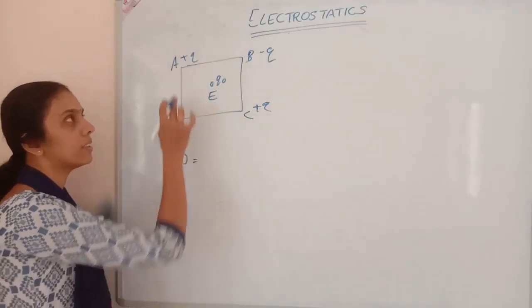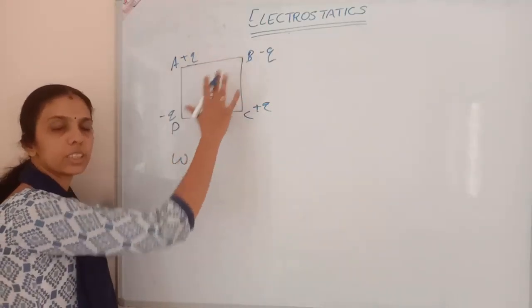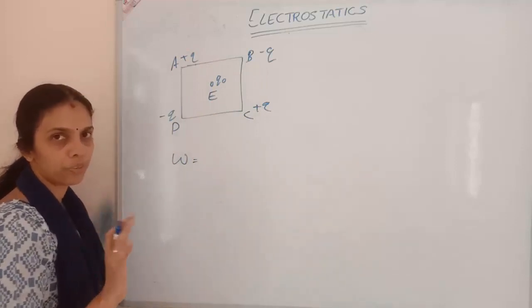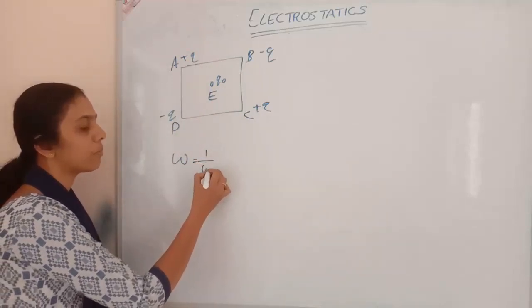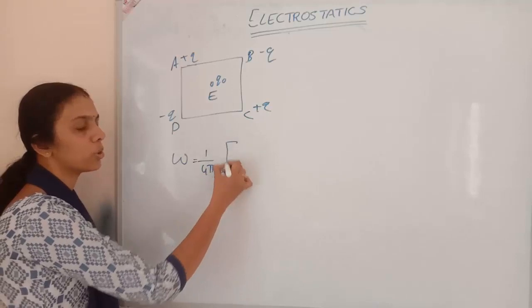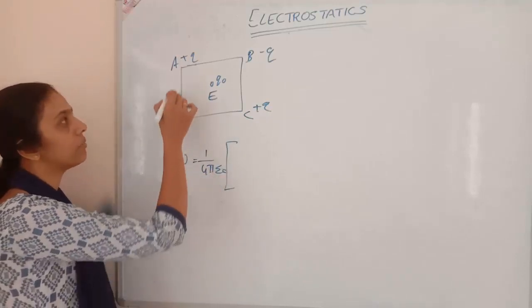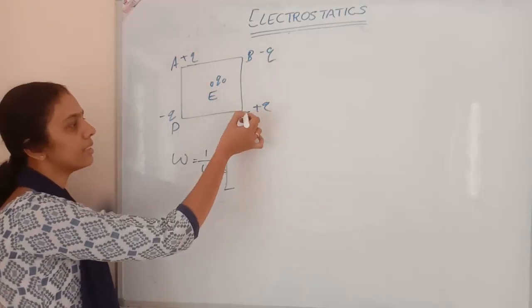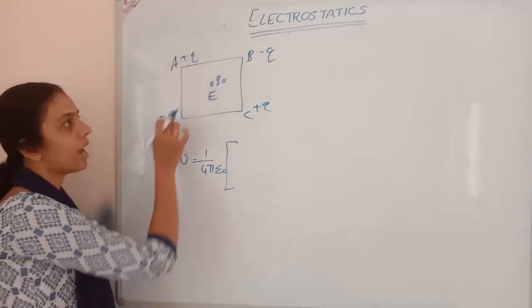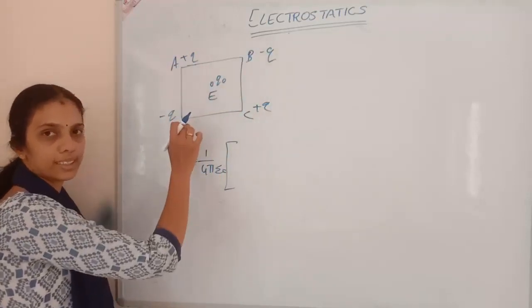For the square to exist, how much work should we do? How can we find it? We use 1 by 4 pi epsilon 0, Q1 Q2 by R. First AB, then BC, then CD, DA, and the distance in each case should be the same, right?